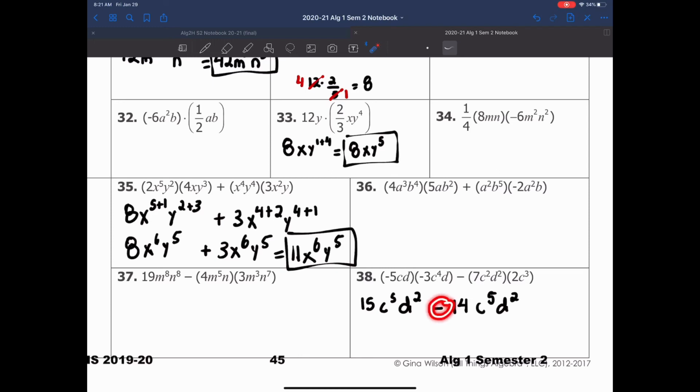So since we're subtracting, 15 minus 14 is going to give me 1. So my final answer is 1 c to the 5th d squared, but we can just write c to the 5th d squared. And that's my final answer. So once again, multiply first. Make sure we take care of those coefficients before we start jumping into the variables. And then at the end, if they're part of the same team, you can combine them together.